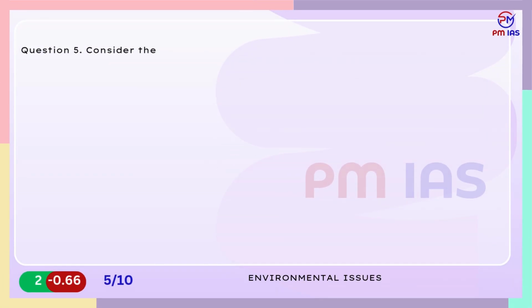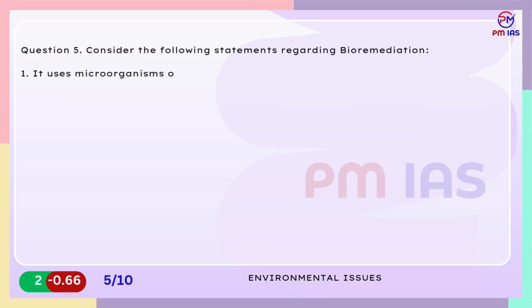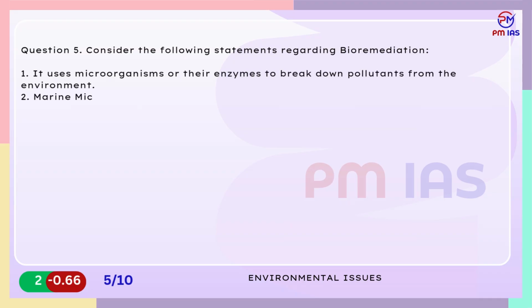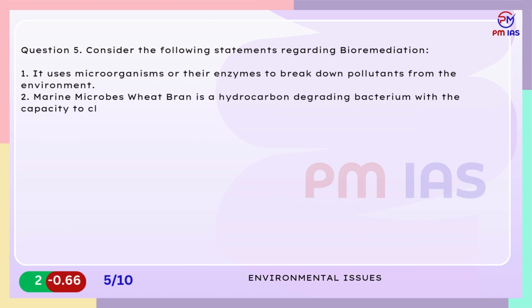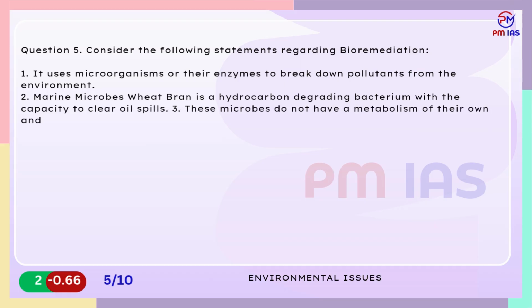Question 5. Consider the following statements regarding bioremediation. 1. It uses microorganisms or their enzymes to break down pollutants from the environment. 2. Marine microbe Alcanivorax is a hydrocarbon-degrading bacterium with the capacity to clear all spills. 3. These microbes do not have a metabolism of their own and rely on the hydrocarbon waste for energy. Which of the statements given above is correct?